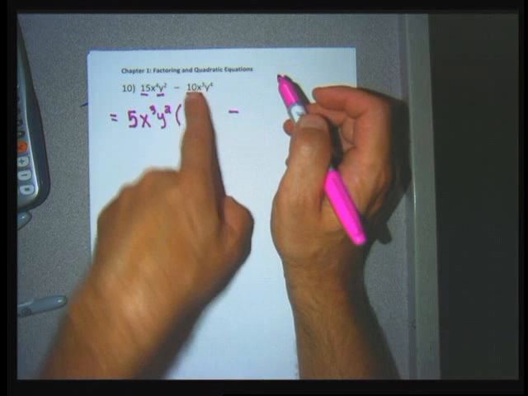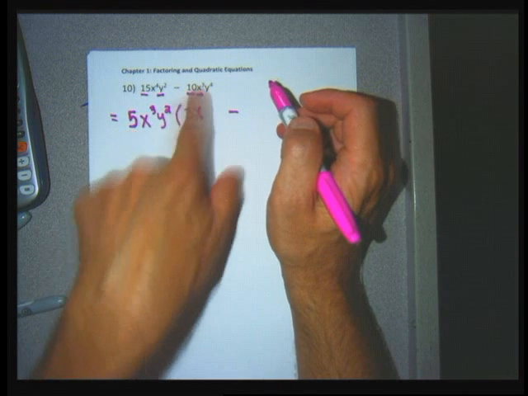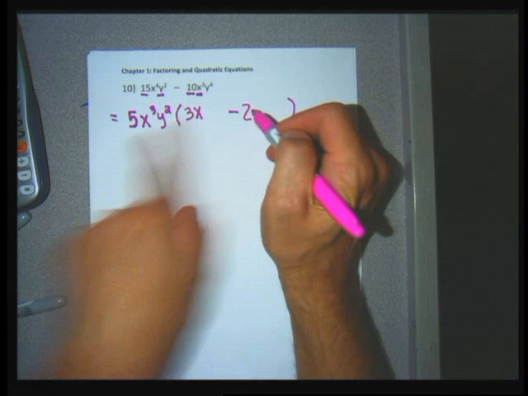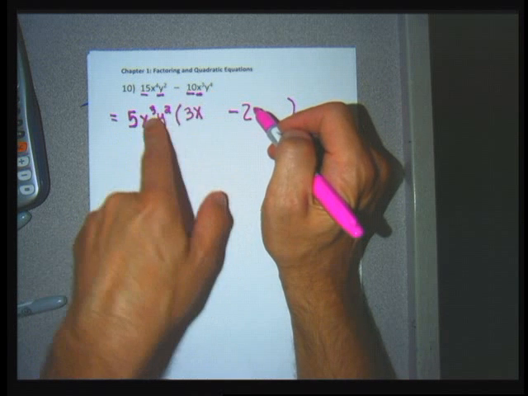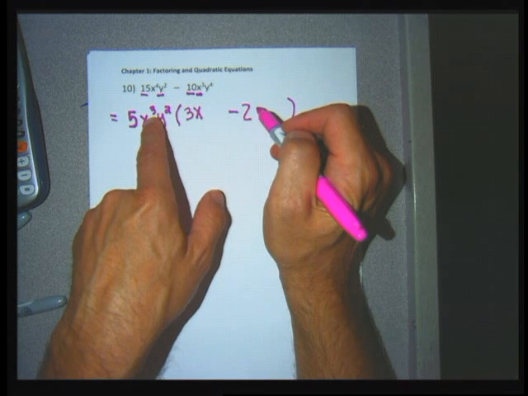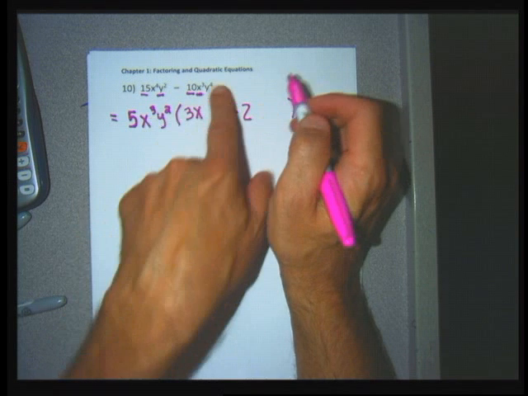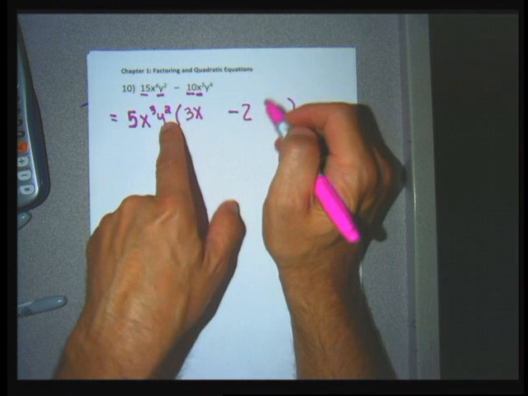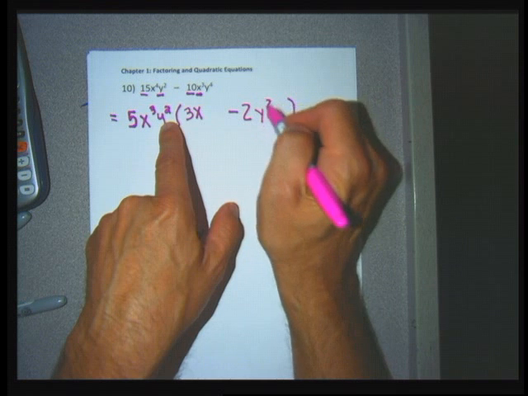Second piece, started with a 10. I took a 5 out. 10 divided by 5 is 2. Started with 3 x's. Took all 3 x's out, so I don't have any x's after the minus sign. Started with 4 y's. Took 2 y's out. I'm left with 2 y's.